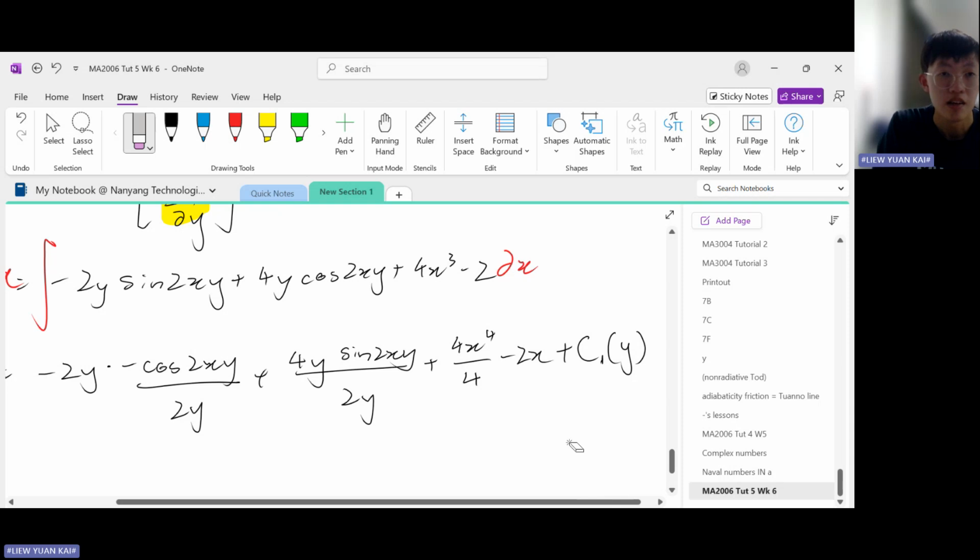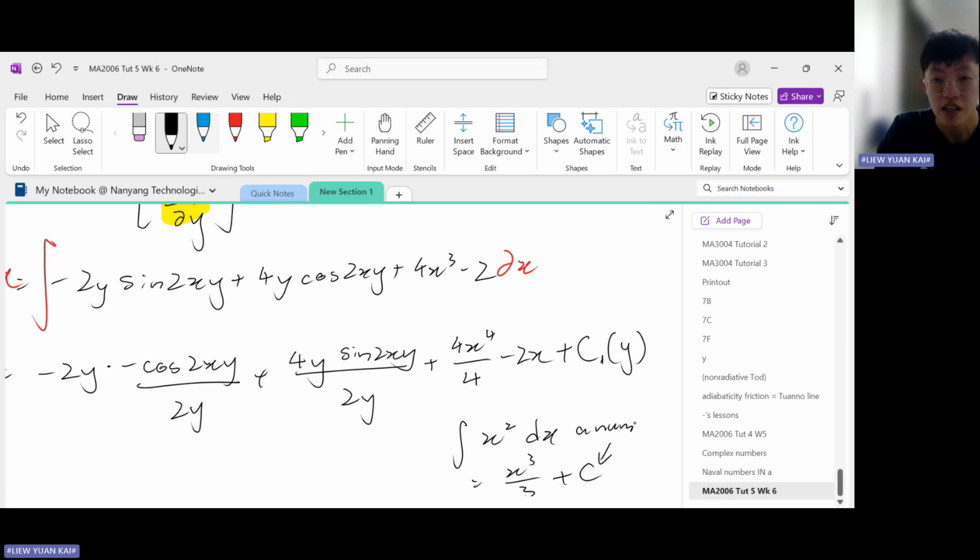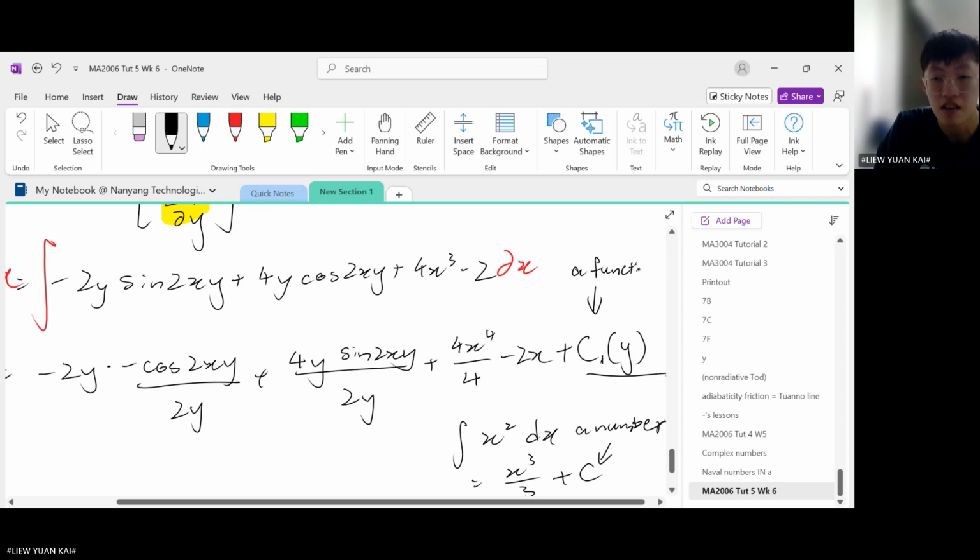So what do I mean? Let's say I give you integration of x squared dx. Everybody knows power plus 1 divided by the new power. Then you always add the arbitrary constant, right? But this is just a number. In this case, this is not a number. This is a function. And to be specific, it is a function with respect to y. Remember, we have two variables, x and y. But this is a function of y, right?